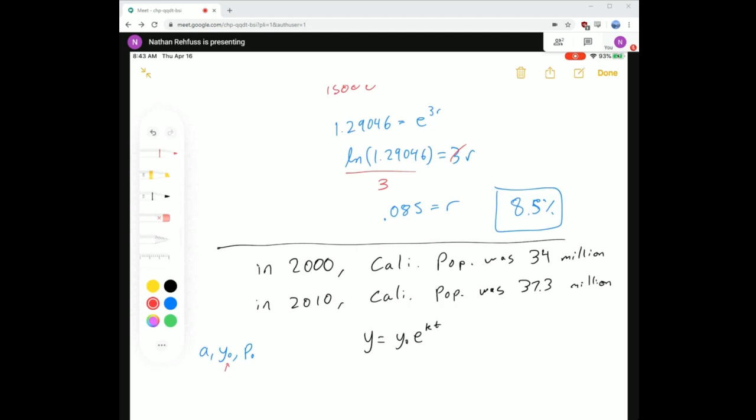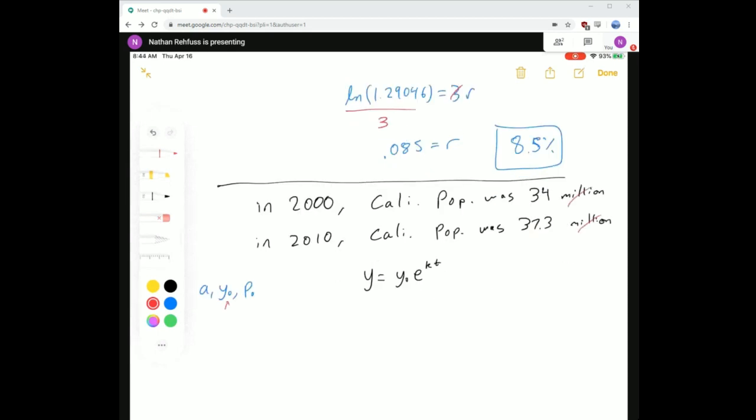Again, what letter you put there doesn't matter. It's just your initial value. I'm going to make a nice simplifying assumption. I'm just going to ignore the word million until the end of the problem, and then I'll tack on the word million to my final answer.